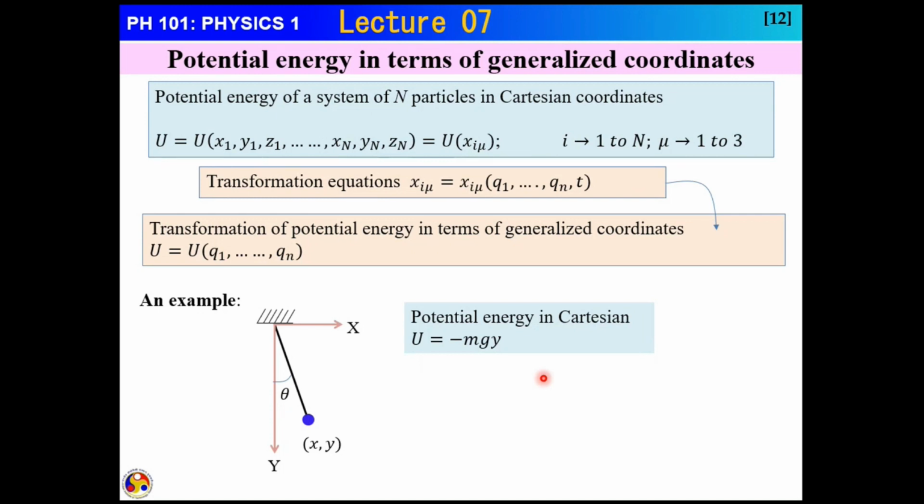Not 180 degrees, but we have flipped this along the x-axis. Okay, so this y-axis is downwards, it's not upward, and that's why the minus sign is coming. So what is minus mgy? But we know what y is as a function of the generalized coordinate. What is our generalized coordinate? It is theta.